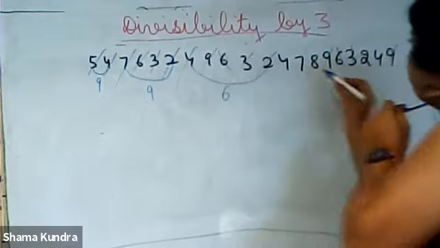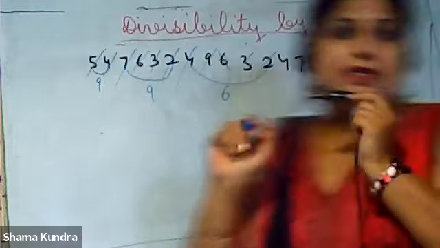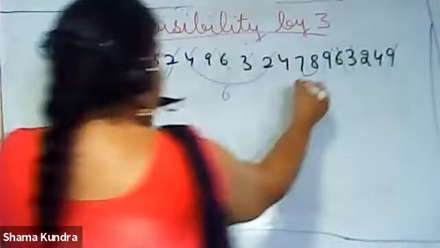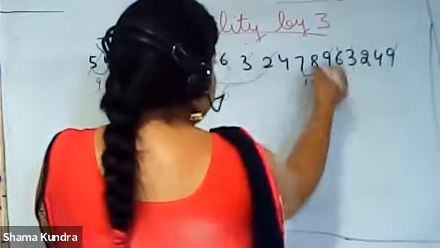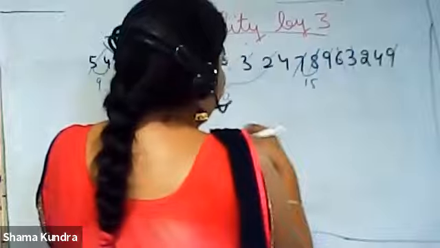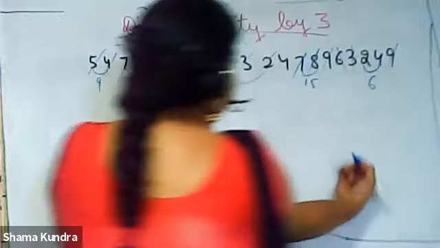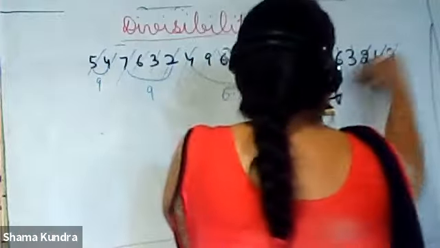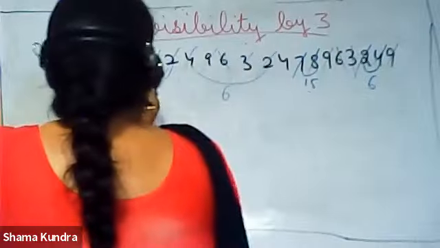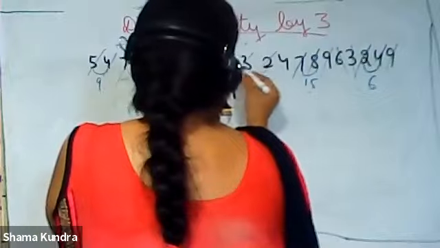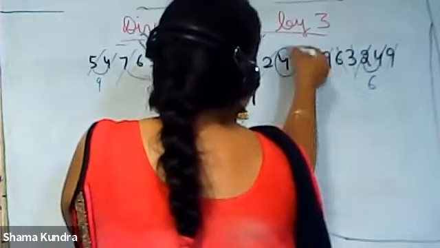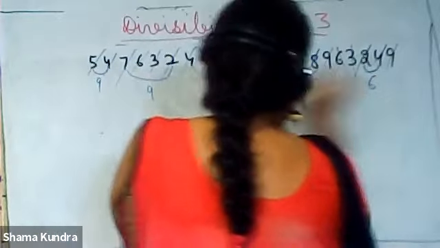Next, 7 plus 8, it will be 15, 15 is divisible by 3, so I will cut 7 and 8. Next, 4 plus 2, it will be 6, and 6 is divisible by 3, so I will cut 2 and 4. Now I will be left with the number 4 and only 4.